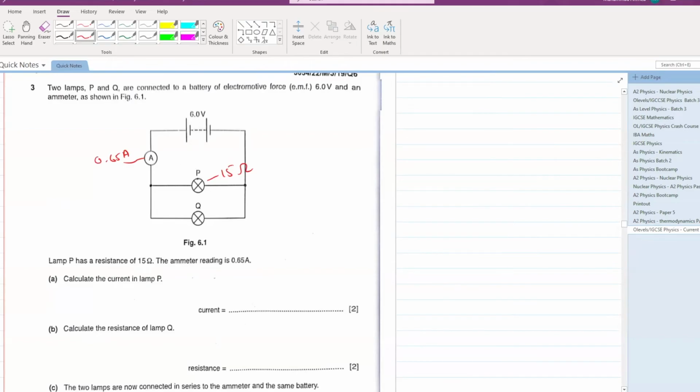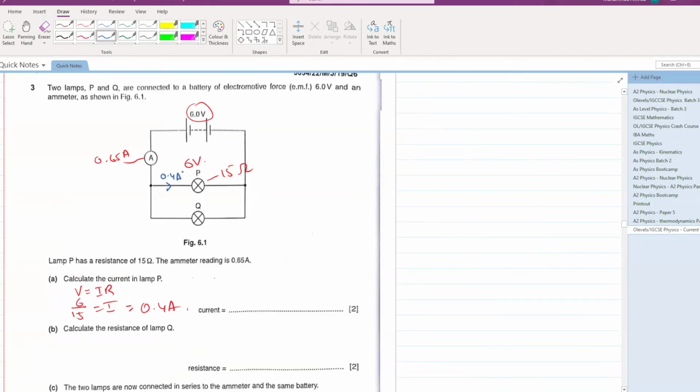We know since lamp P is in a parallel combination with 6 volts, this battery will be receiving 6 volts. Resistance is 15 ohms. Can you calculate the current? V equals IR. 6 divided by resistance, that is 15, comes out to be your current. 6 divided by 15, this equals to what? 0.4 ampere is your current here.